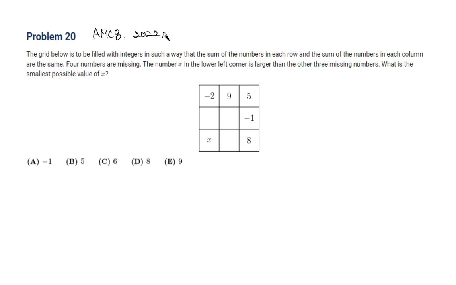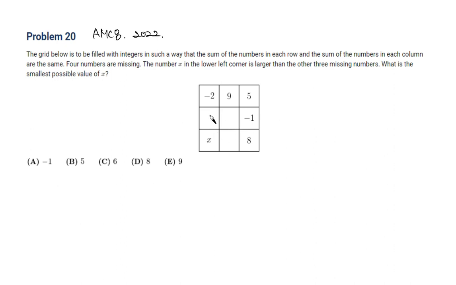It says, the grid below is to be filled with integers in such a way that the sum of the numbers in each row and the sum of the numbers in each column are the same. Taking all those sums in the rows and columns, they're pretty much the same. And 4 numbers are missing. The x in the lower left corner is larger than the other 3 missing numbers. What is the smallest possible value of x?